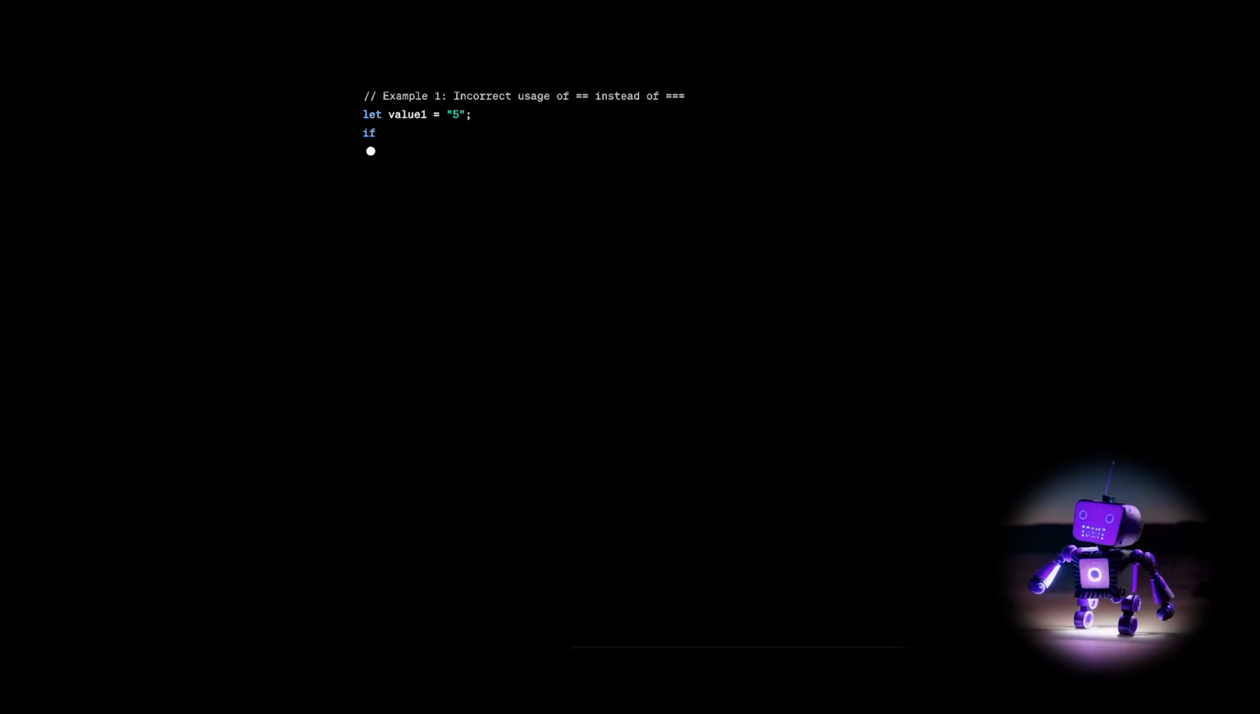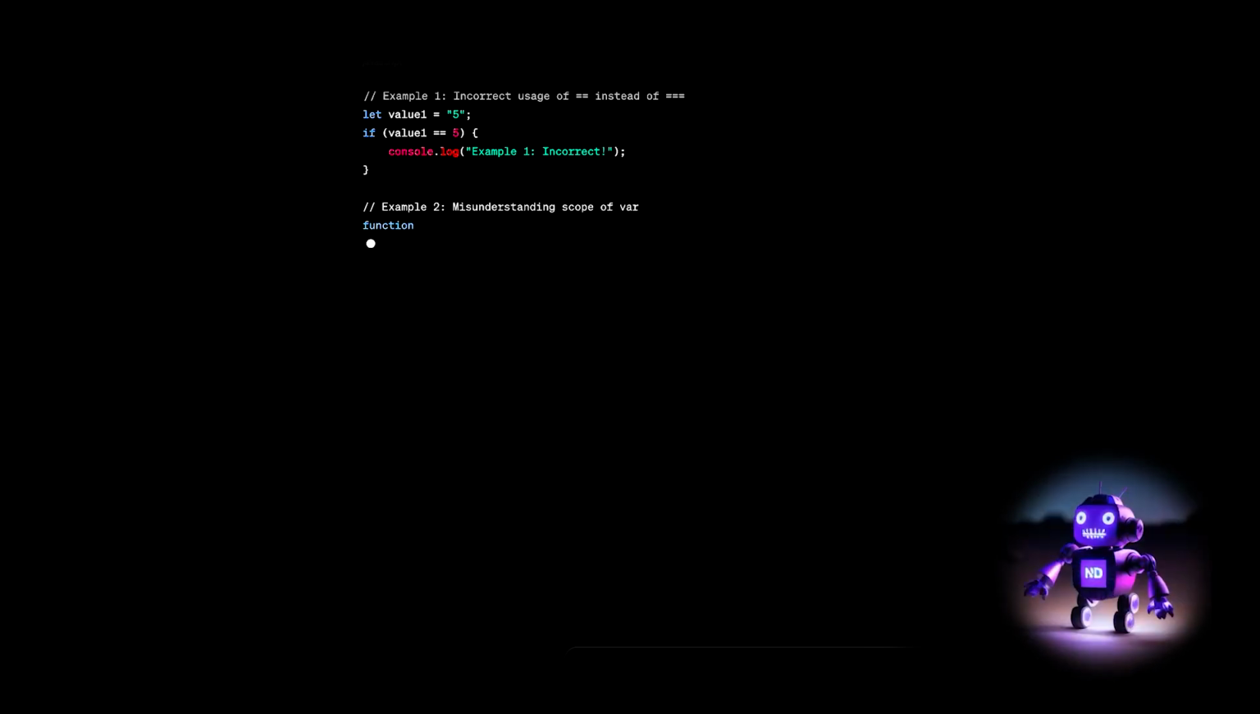The first example demonstrates the common mistake of using double equals (==) instead of triple equals (===). The issue here is that == performs type coercion, meaning it converts the values for comparison, which can lead to unexpected results. In our case, 5 in quotes, a string, is considered equal to 5, a number, which in many cases isn't the desired outcome. Always using === ensures that both the value and the type are the same, preventing unintended type coercion.